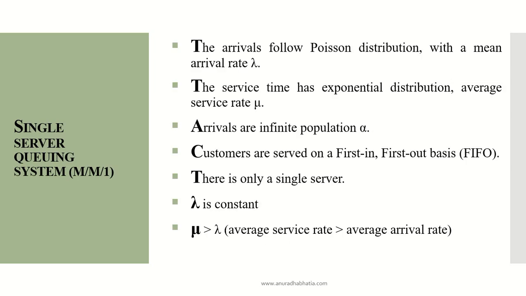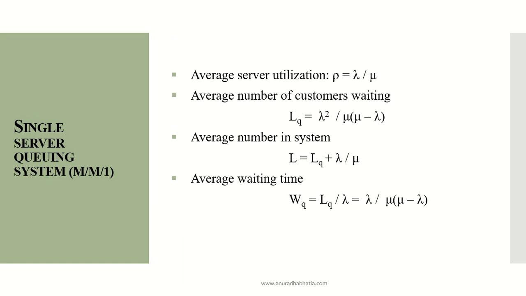Now let's see the single server queuing system and its characteristics. The arrival follows the Poisson distribution with a mean arrival rate lambda. The service time has an exponential distribution. The average service rate is mu. Arrivals are from an infinite population, or we can take it as infinity when we are doing the calculations. Customers are served on a first in first out basis, that is FIFO. There is only one server, as S is 1, lambda is constant, and mu is greater than lambda, that is, the average service rate is greater than the average arrival rate.